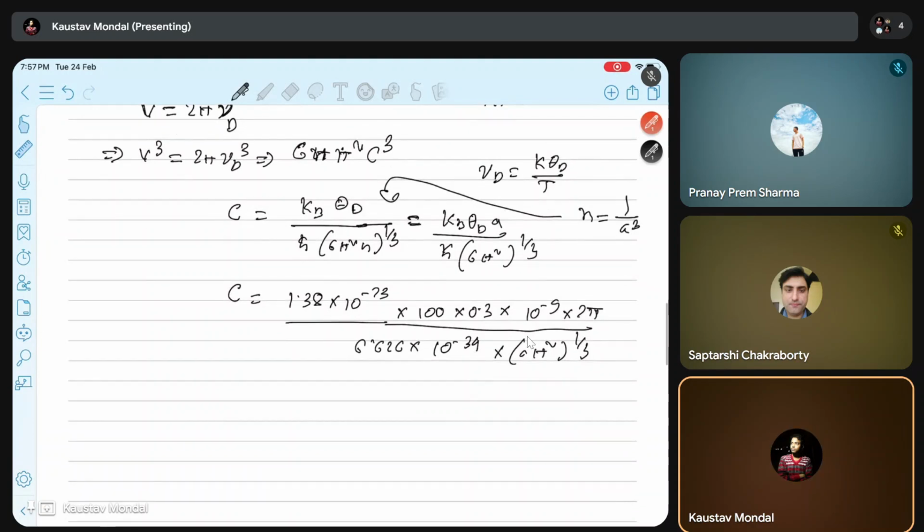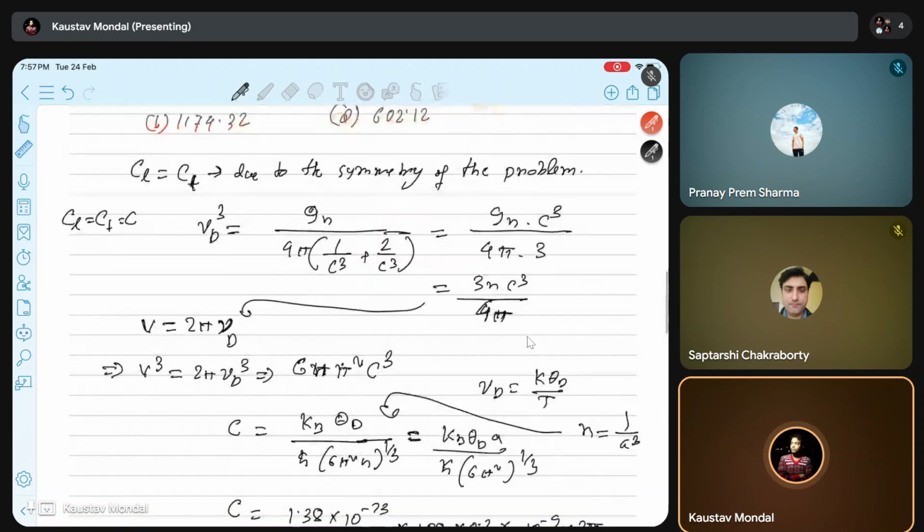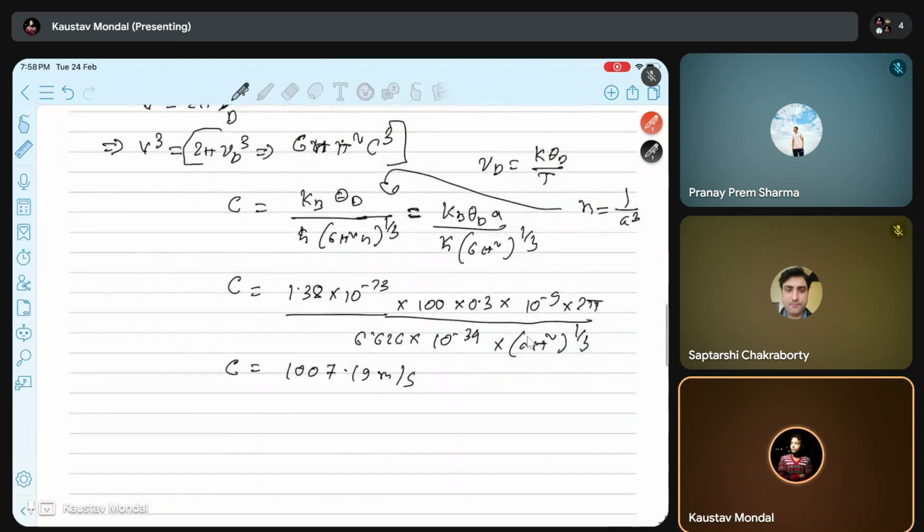So now, after doing all of this, you'll be getting the C, the velocity, as 1007.19. Okay, this is the way to solve this problem. Basically, we have to equate this quantity with this quantity, like the nu d with the velocity of the sound. From that, you'll be getting the expression. Okay, so this is it.